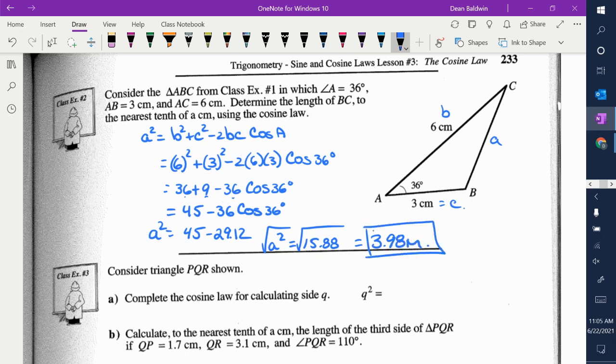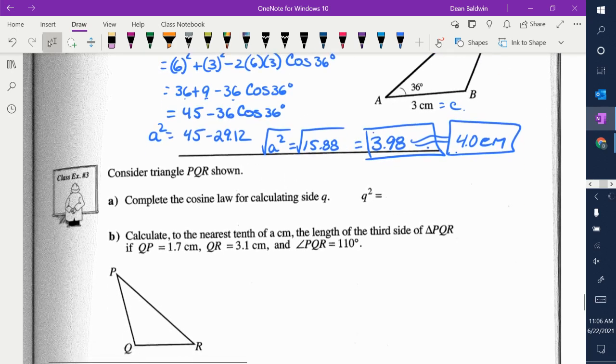So 3.98 is our answer. It is centimeters, not meters. Is that what they ask? Oh, they do ask for nearest tenth, don't they? So you'd round it to the nearest tenth, which is 4.0 centimeters. Thank you for the correction.